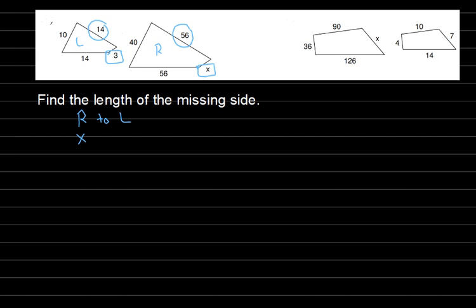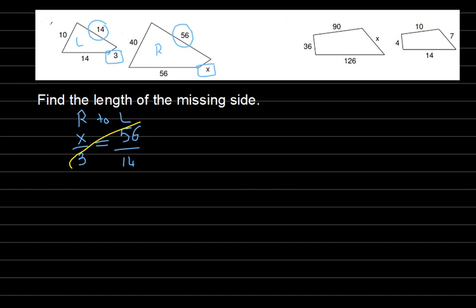So x over 3 equals 56 over 14. Okay, and then you cross multiply to solve for x, whichever way you like to use it. I like to just cross multiply. That's the easiest way I find.